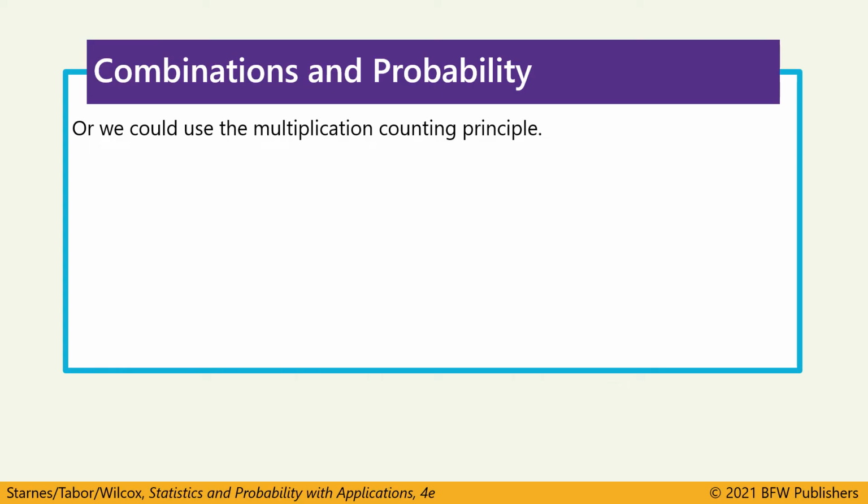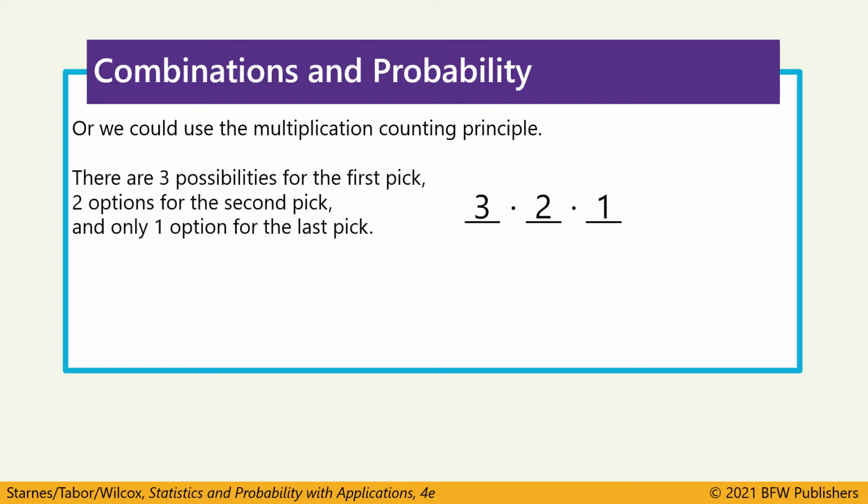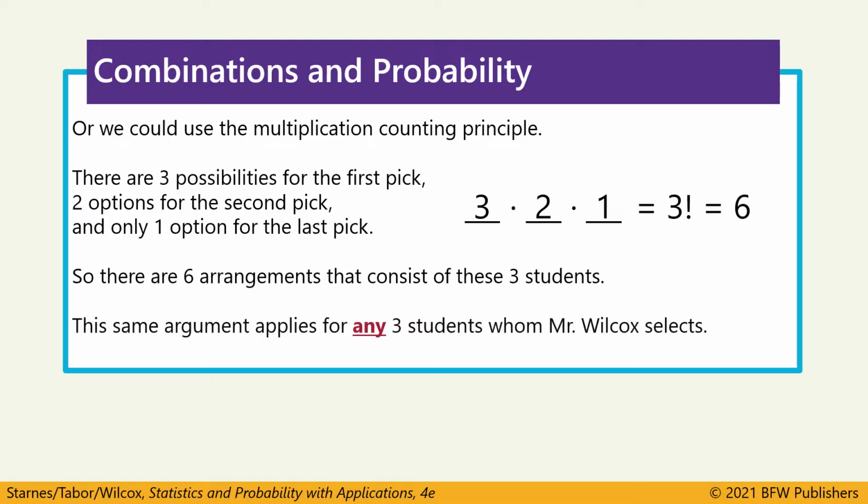So let's tie this into the multiplication counting principle. If we're talking about those 3 students whose homework is getting graded, they can be chosen in 6 different ways because there's 3 possibilities for that first pick, 2 remain for the second, 1 for the third. So there's 6 different arrangements where those 3 students can be chosen. And that applies to any 3 students, not just the ones that we're talking about in this example.